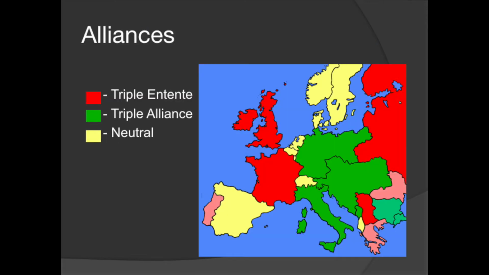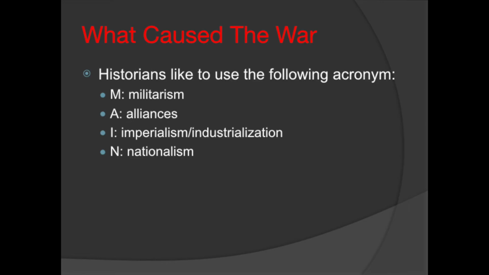Not every European country was within an alliance, but the very important ones, England, France, Russia, Germany, Austria-Hungary, all were within an alliance. And this set up a major problem, specifically because the Triple Alliance was sandwiched by the Triple Entente. So when we look at all these causes as historians, we like to use the following acronym.